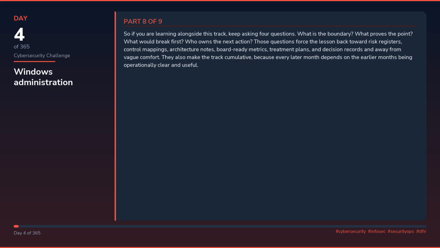So if you are learning alongside this track, keep asking 4 questions. What is the boundary? What proves the point? What would break first? Who owns the next action? Those questions force the lesson back toward risk registers, control mappings, architecture notes, board-ready metrics, treatment plans, and decision records and away from vague comfort. They also make the track cumulative, because every later month depends on the earlier months being operationally clear and useful.